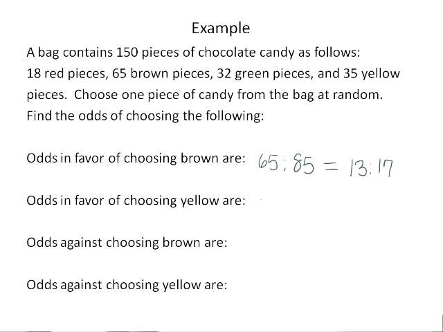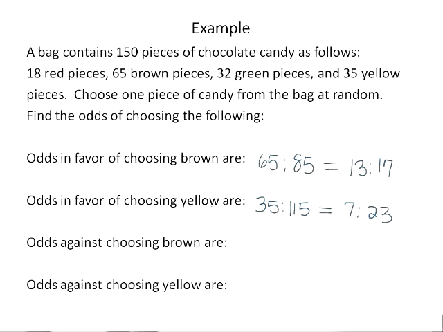Now the odds in favor of choosing yellow, well, how many yellow pieces are in the bag? There are 35. How many pieces of candy in the bag are not yellow? Well, we'll subtract that 35 from the 150 to give us 115. And this will reduce to 7 to 23.